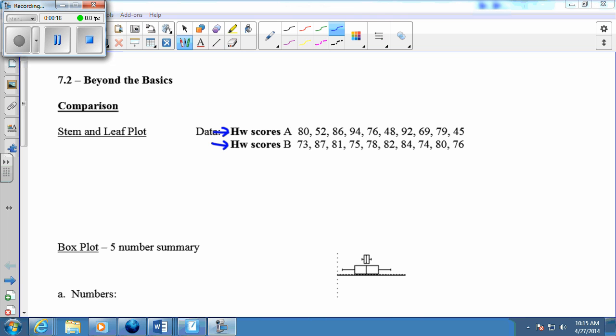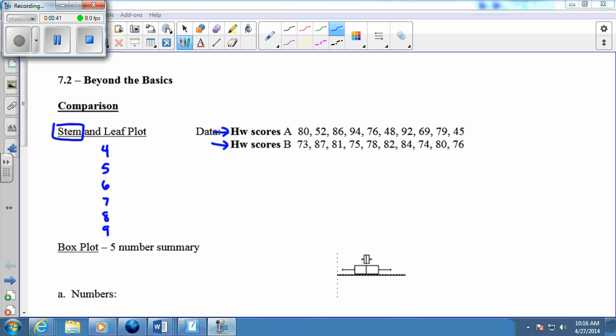So what we're going to do is pick off the stem. The stem is like the stem in a leaf. The stem attaches first, or the leaf attaches to the stem. So the stem, if we look here, is going to be the tens place. The lowest score we have is 45. So we're going to go ahead and list these out. They need to be in order and evenly spaced.